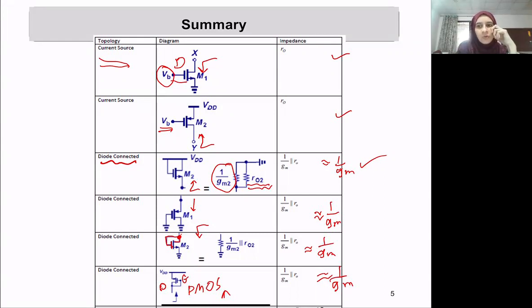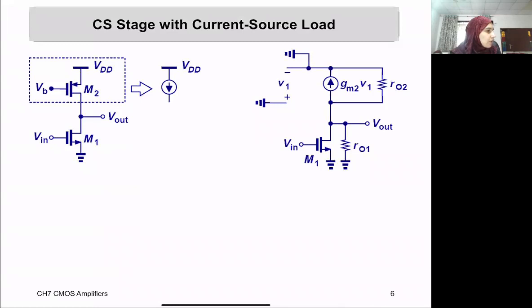Okay, so I want you to know this for a fact: if you are looking from the drain side, you will get an R out unless it's diode connected. If the gate and the drain are shorted with each other, then you will just see 1 over Gm. Also, if you are looking from the source side, you will see 1 over Gm, a small impedance. We need to keep this in mind in order to make things easier for us. Okay, so now I have a common source stage with a current source load, or with an active load. And I want to find the gain of this stage.